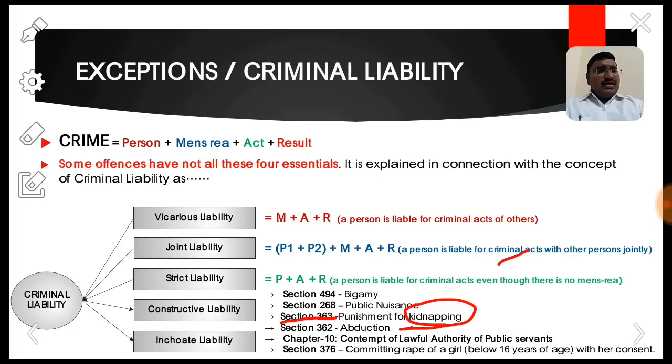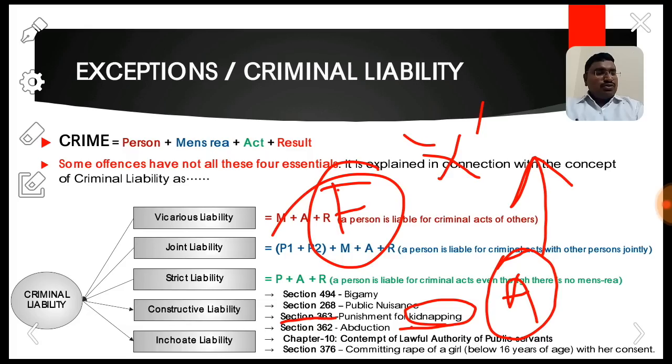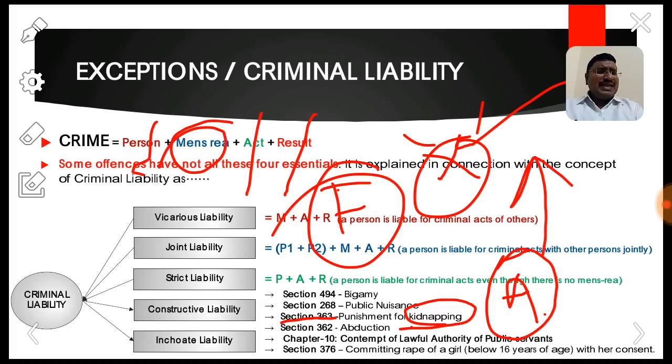But Mr. A has no ill intention. He takes away Mr. X, who is a minor, without the consent of the father of the minor, who is the natural guardian, without the consent of Mr. F, the father of X. There is some person, Mr. A, he committed an act, he is taking away. The result is it is perceived as kidnapping, but he has no mens rea, he has no ill intention.